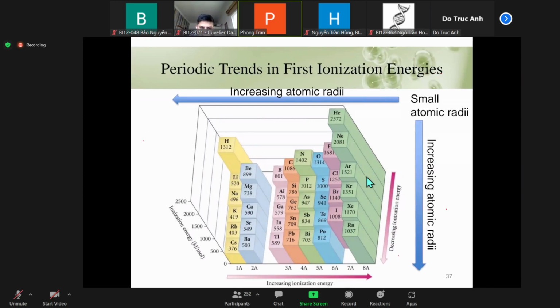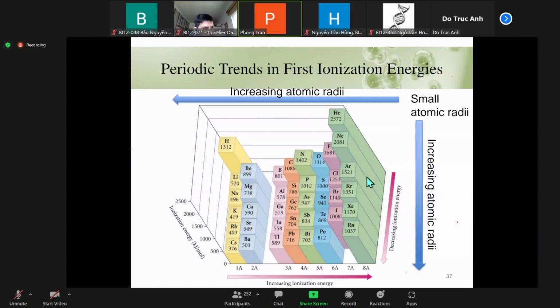So if you look at the periodic trends in the first ionization energy, you will see that when you go from the right side to the left side, the atomic radius increases. That means the size gets bigger. That means the electron is farther from the nucleus. That means the binding energy of the electron with the nucleus is smaller. So the ionization energy gets smaller. So that's why when you go from the right side to the left side, the atomic radius increases, but the ionization energy decreases. Okay? Or you can say inverse. When you go from the left side to the right side, the ionization energy increases because the atomic radius decreases.